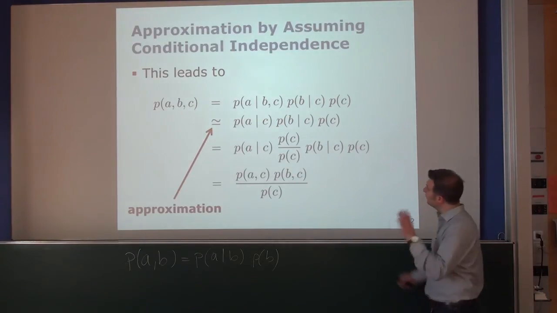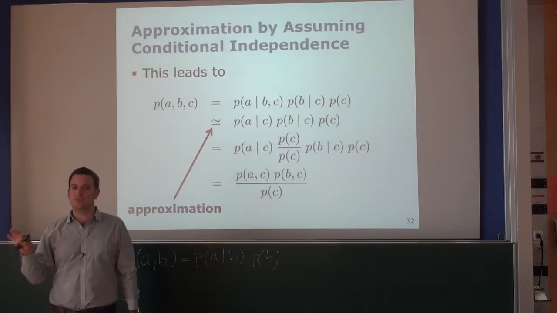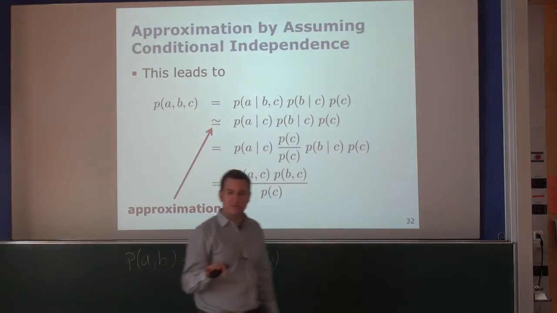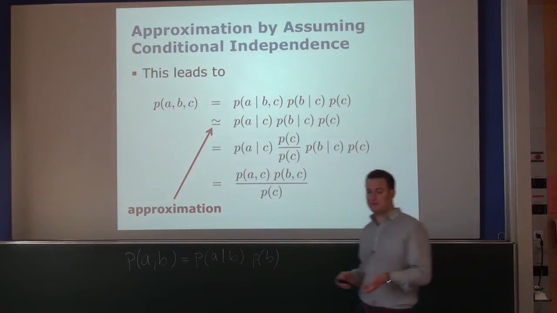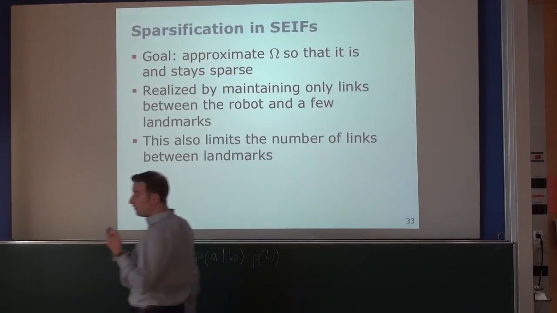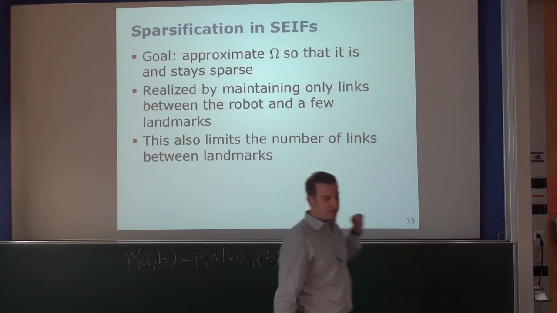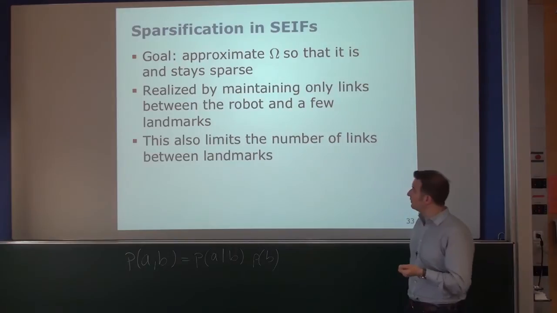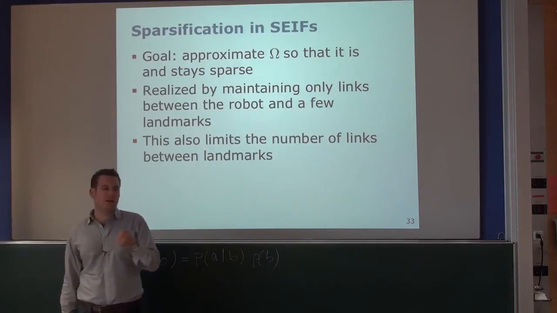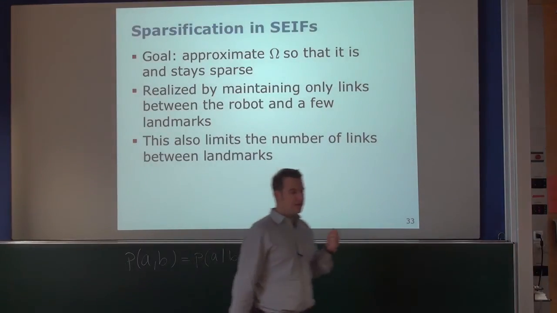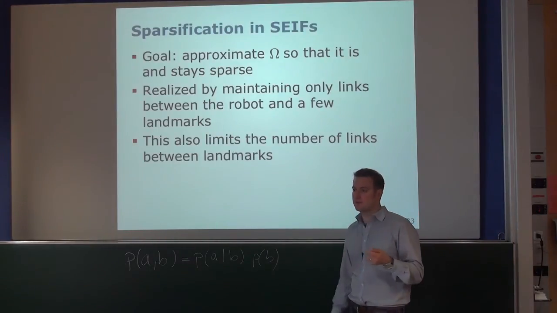Okay, so now we understood what this sparsification does. It assumes conditional independence between two variables given the rest. And this is something we want to exploit in SLAM in order to obtain an information matrix which is sparse. So our goal is to approximate our information matrix so that it becomes and stays sparse. The way this is done is by only taking into account the direct links between a small subset of the landmarks. And these are exactly my active landmarks.